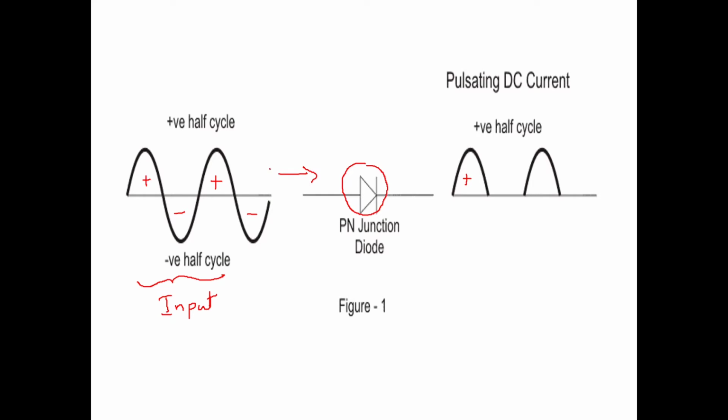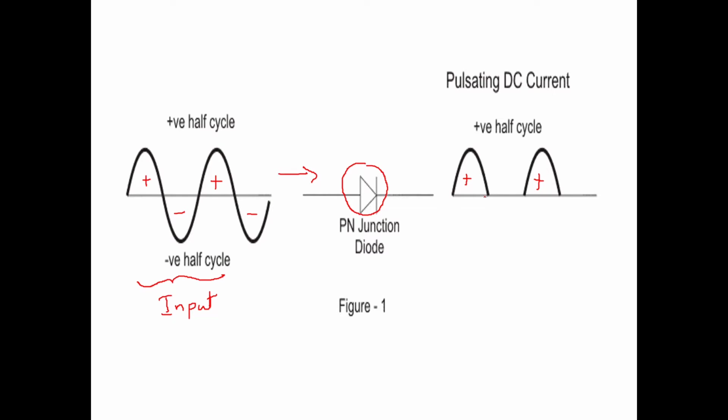Similarly, when the next positive half cycle comes, again a positive half cycle will come at the output. So only when the inputs are positive half cycles are you going to get the output. Whereas when the input is negative half cycle, the diode will be reverse biased and it will not conduct, and there will be no current at the output. So this is the simple diode functioning that we have shown.